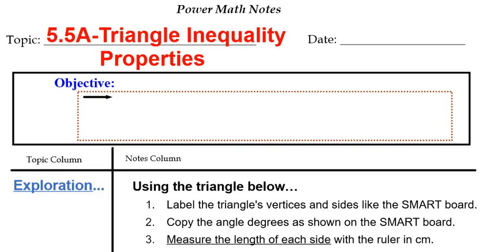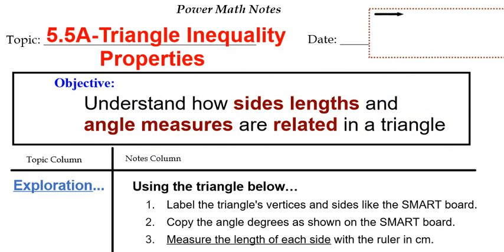All right, gang, let's work on our 5.5a practice problems. We're going to be talking about triangle inequality properties. To remind you, our goal for this lesson is to understand how side lengths and angle measures are related in a triangle. We did an exploration in the last video. If you're not sure about that, please go back and check that out.